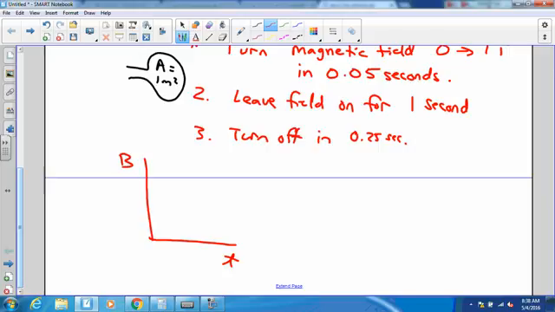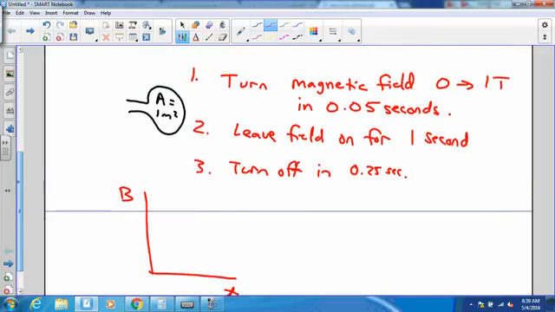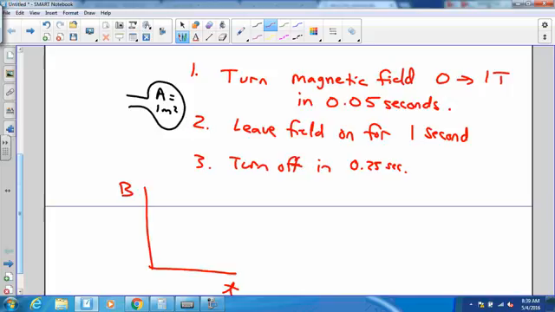Jesse, how did your graph look? I'm confused.